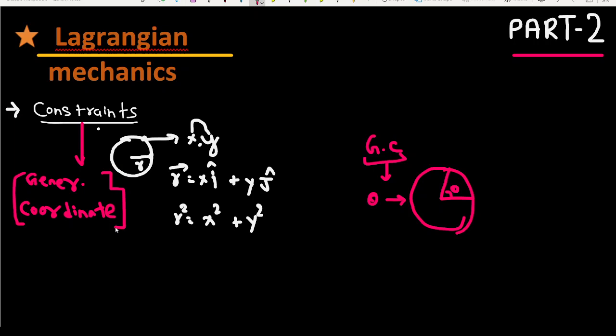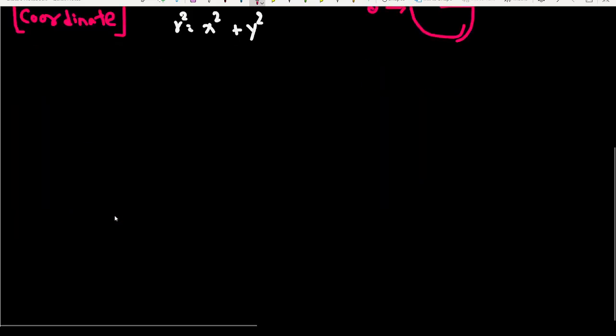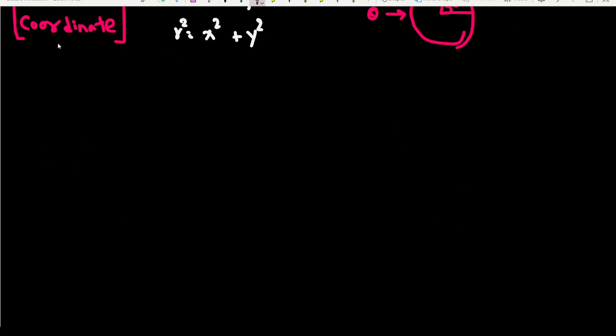Now let's move toward the general equation. One more important thing about generalized coordinates is the relation between the generalized coordinates and the Cartesian coordinates. How can we find the relation? First of all, how do we denote generalized coordinates? We denote them as q1, q2, q3 till qn. This is the representation of our generalized coordinates. And what is the relation between the generalized coordinates and the Cartesian coordinates?